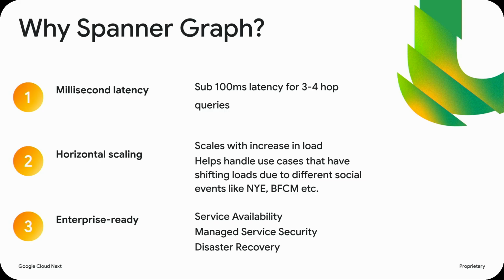So why Spanner Graph? A concern with graph DBs has been availability and scalability, especially for a system like ads attribution, where we need the identity data to be persistent. We need a system that's fault tolerant, highly available, and can scale. Spanner offers sub-100 millisecond latencies for 3 to 4 hop queries.